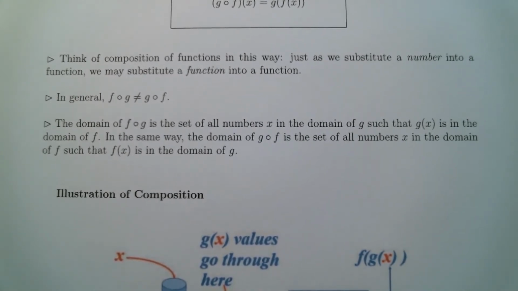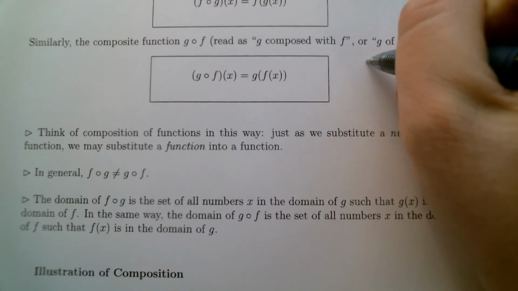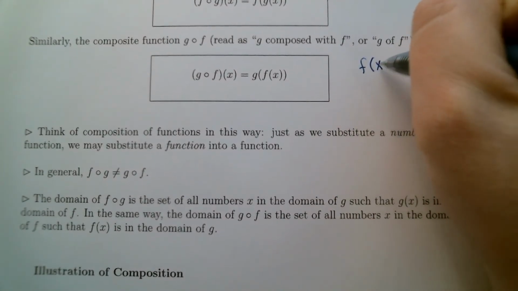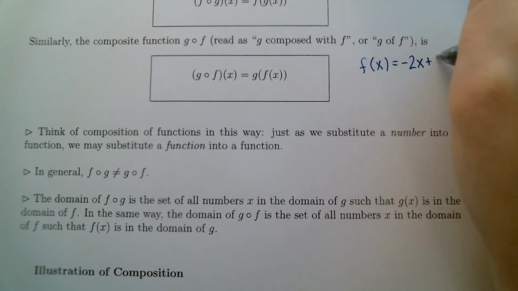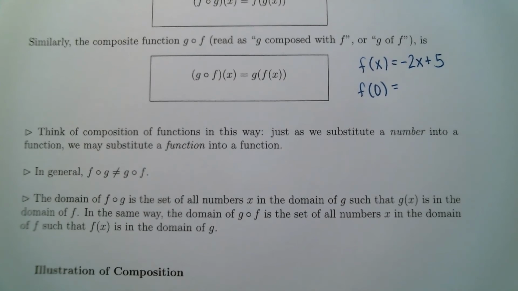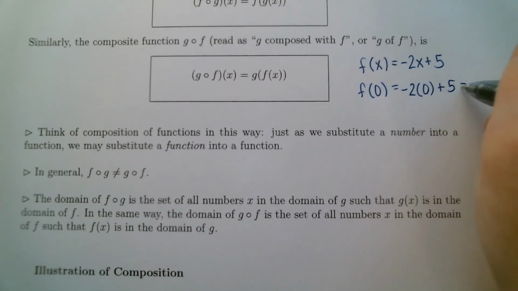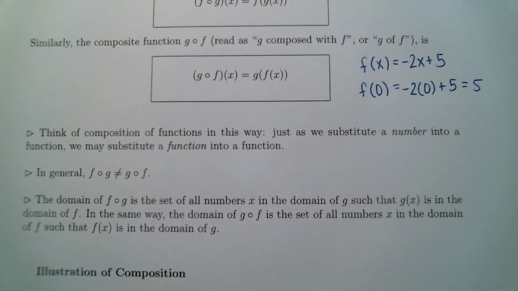Just as we substitute a number into a function, we may substitute a function into a function, okay? So basically what is going on is we are used to plugging in a number, okay? So like, I don't know, here, I'll make something up. We're used to having one function, so maybe f of x is equal to negative 2x plus 5, and then if I ask you to find f of 0, you're plugging a number into the function. Everywhere you see x, you're going to replace it with 0, and you're going to get the output of 5. That's what we're used to, okay?